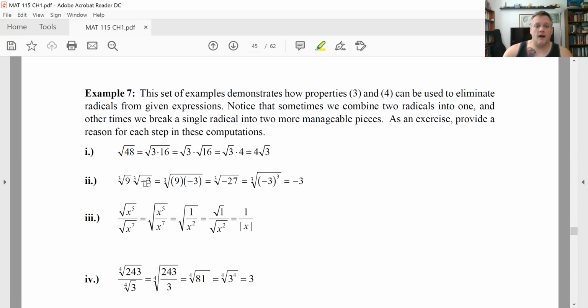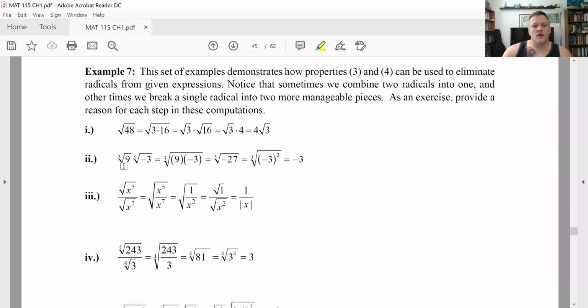Okay, for this one, you're going to go in reverse. The cube root of 9 and the cube root of -3, neither of those can be simplified by itself. But we have a product of roots with the same index. I can rewrite that as a cube root of the product of the radicands, right? So in other words, I'm using that multiplication property backwards.